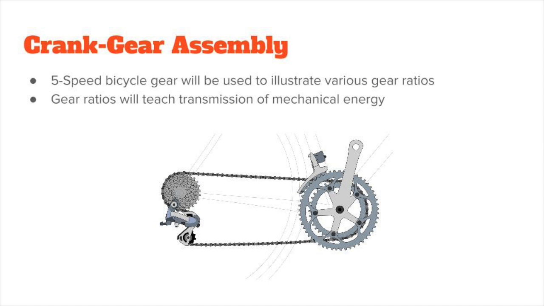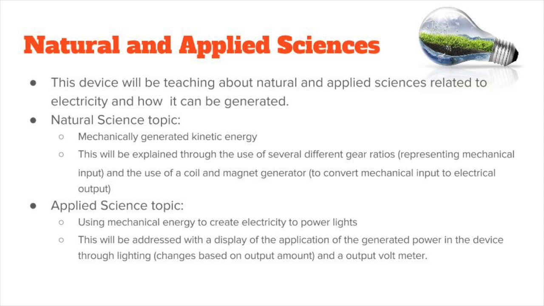The way we are going to make our gear system is by using bicycle gear technology. We will have a lever that can be adjusted to the desired gear. All levels will be labeled on the side for the user to clearly see which gear is being used. The purpose of our device is to demonstrate a natural and applied science. In this case, the natural topic will cover the topic of electricity. This will be explained through the mechanically generated kinetic energy. The applied science topic is the concept of using mechanically generated electricity to power lights. We will use physics and engineering to convey this concept.